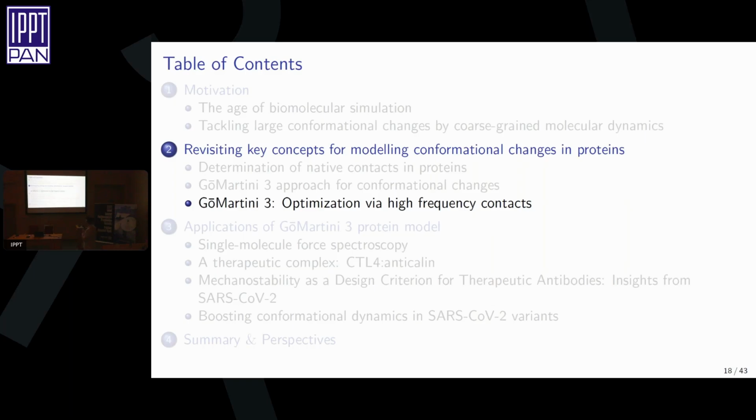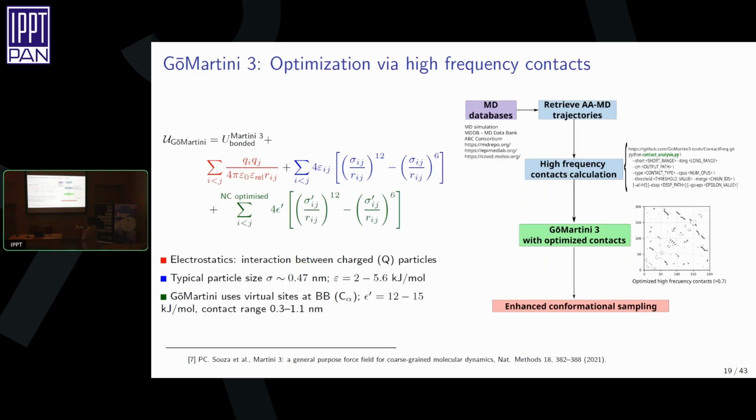And for that, we started to optimize our method even further. This has been done over the last year. So what we know currently is that we have the Martini 3 potentials for the bonded part. We have everything which is electrostatics. We have the Martini potentials that have been reparameterized in Martini 3. And then we have the native contacts that had to be optimized.